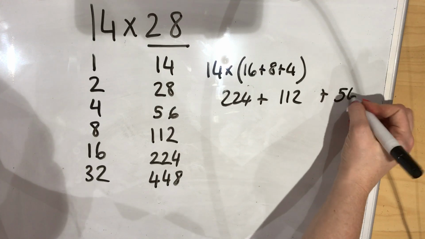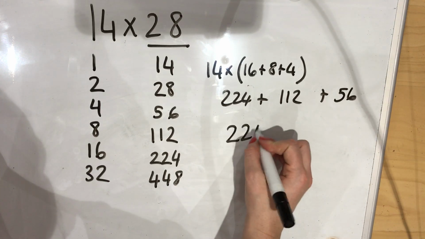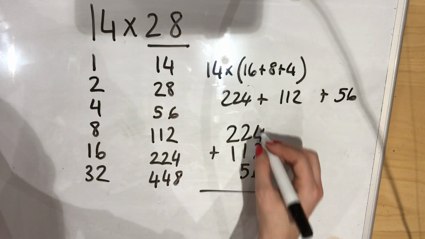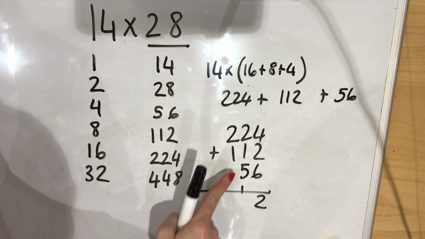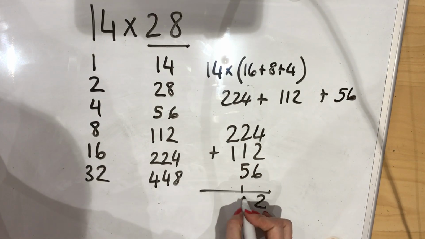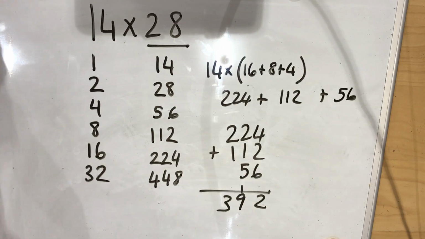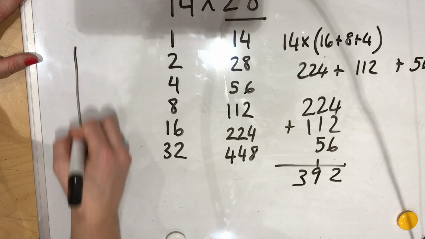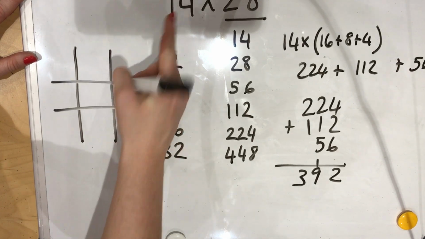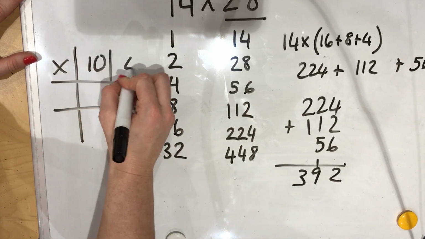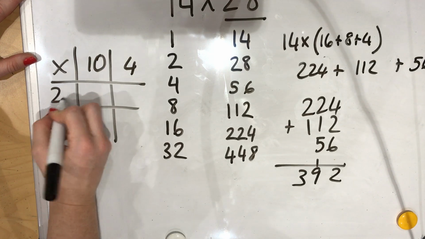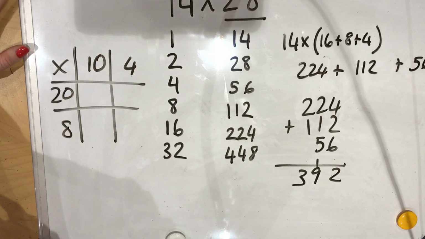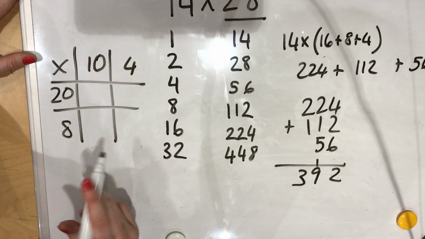So let's add all of those together. 224 plus 112 plus 56. So it's going to be 12, carry the 1, 5, 6, 7, 8, 9, and 3. So 392. And let's check it with our grid method. So partition 14 into 10 and 4. Partition 28 into 20 and 8. You could have had your 28 here and your 14 here. It doesn't matter which way around you've got them.